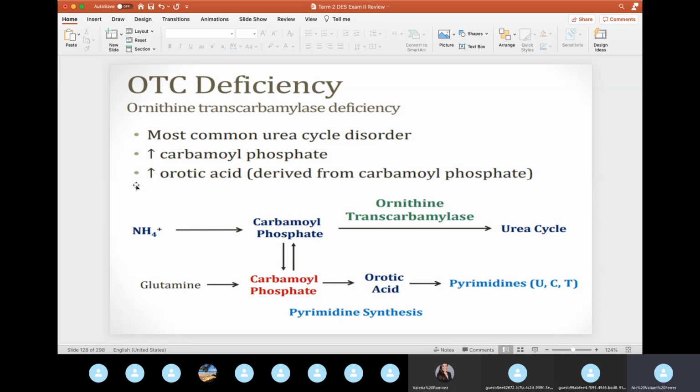OTC deficiency, most common urea cycle disorder. This is an increase in carbamoyl phosphate, which increases the orotic acids. Again, OTC deficiency, most common. Why? You have an increase in carbamoyl phosphate here. You have an increase in orotic acids. Again, CPS2 and CPS1, right?